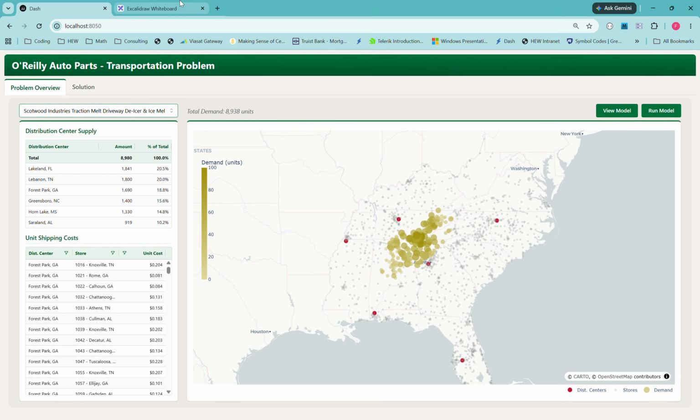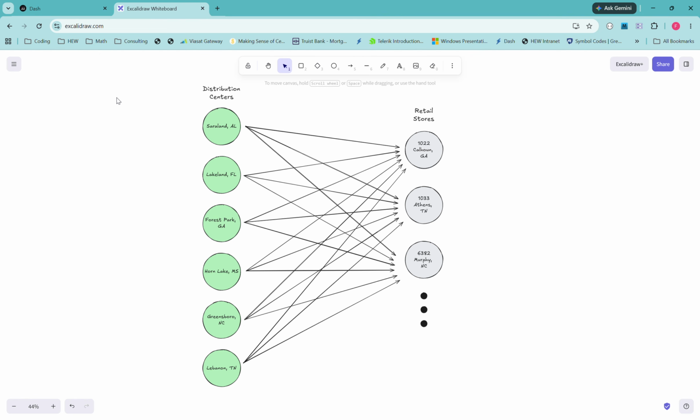And so, as I transition from this Plotly Dash web application, we'll now just move over to Excalidraw, and we'll actually write out the mathematical model here. And then in a follow-on video, we'll actually go through and solve it using the very similar tools that the web application is going to be using.